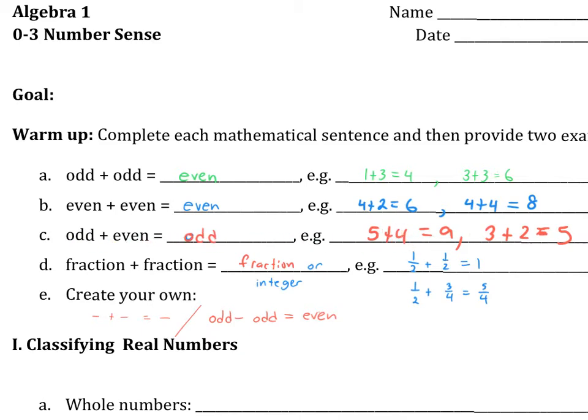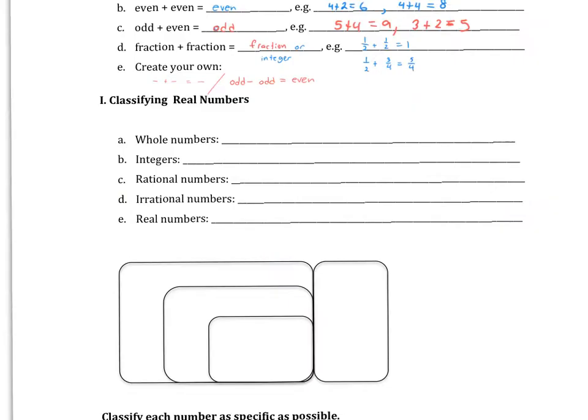5 plus 4 gives you a 9. But here, fraction plus a fraction does not always give you a fraction. Sometimes it gives you an integer. So for example, 1/2 plus 1/2 equals 1, or 1/2 plus 3/4 is 5/4. And other people have created their own there.